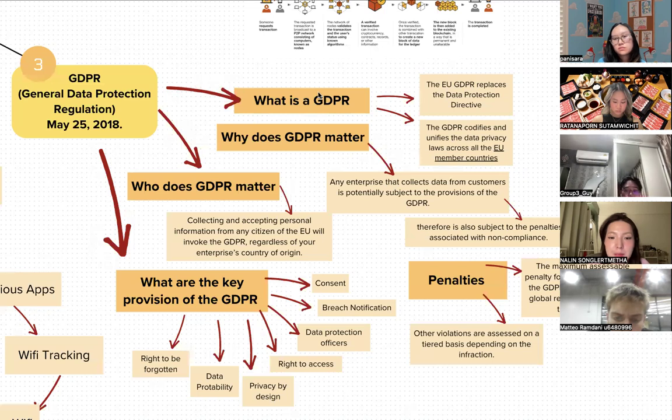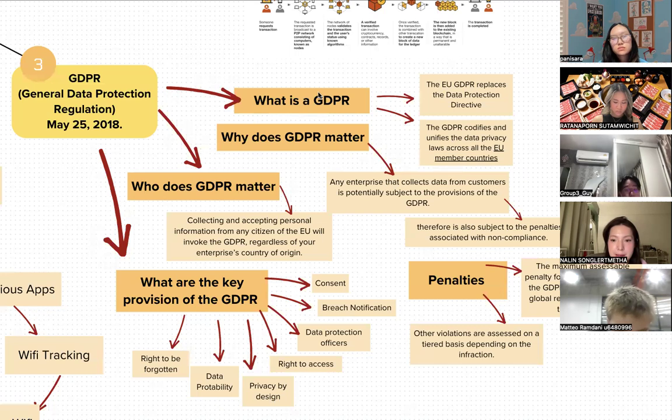So why does the GDPR matter? Since any enterprise that collects data from customers is potentially subject to the provisions of the GDPR, this will be just like the law for e-business, essentially, in the EU. So whoever breaks the GDPR code will be given penalties.